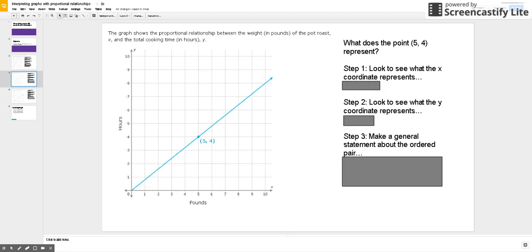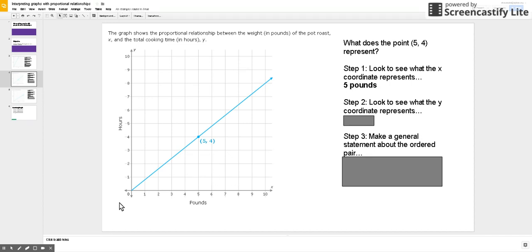Let's look at our next example. The next example says that the graph shows a proportional relationship between the weight in pounds of the pot roast, X, and the total cooking time in hours, Y. So down here on our X-axis, we're talking about pounds, and on our Y-axis, we're talking about the hours it takes to cook. Step 1, we want to see what our x-coordinate represents. Our x-coordinate here represents 5. 5 what? 5 pounds. So our x-coordinate represents the 5 pounds of pot roast.